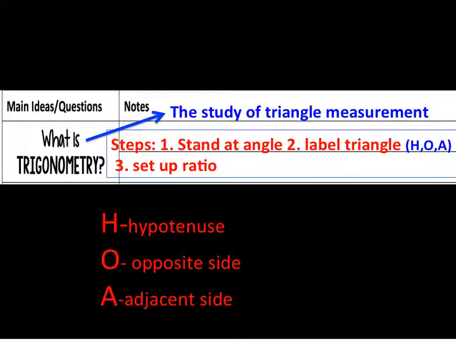So what we're going to do for each of these, we are going to follow these steps. We're going to stand at an angle. We're going to label the triangle HOA. That's hypotenuse, opposite side, and adjacent side. And then we're going to set up a ratio. So we're going to stand, label, and set up.